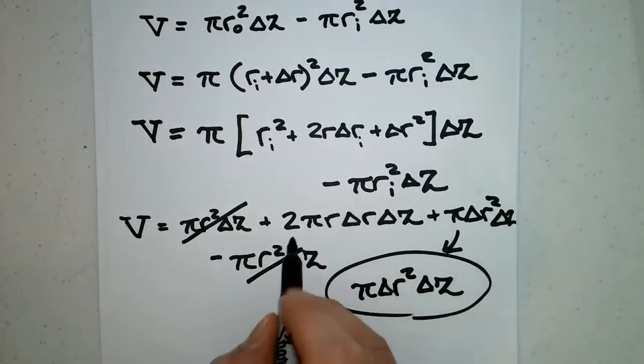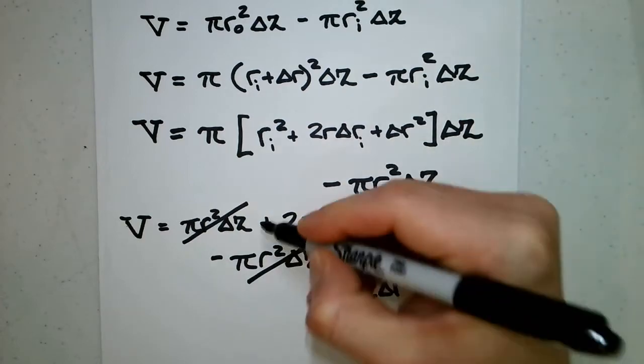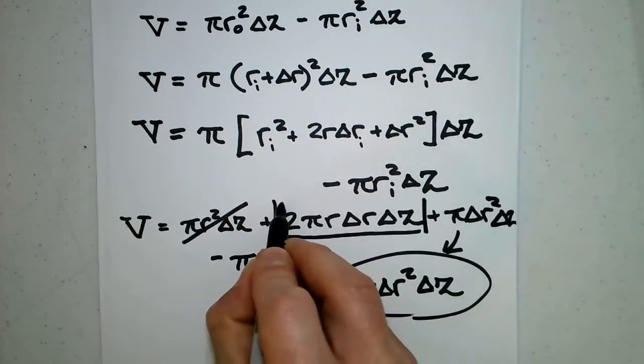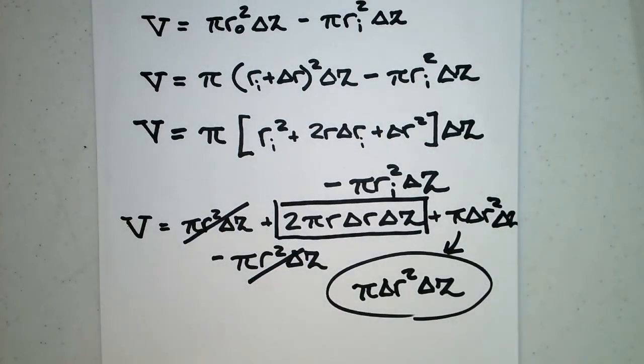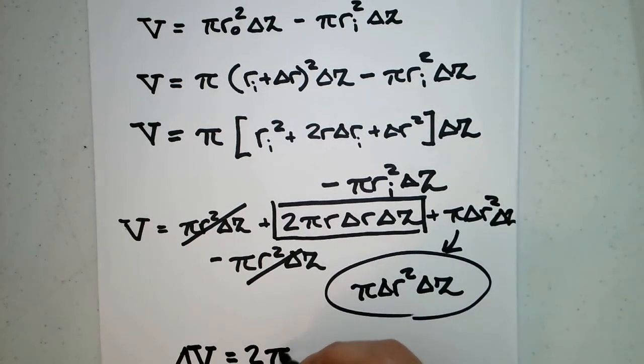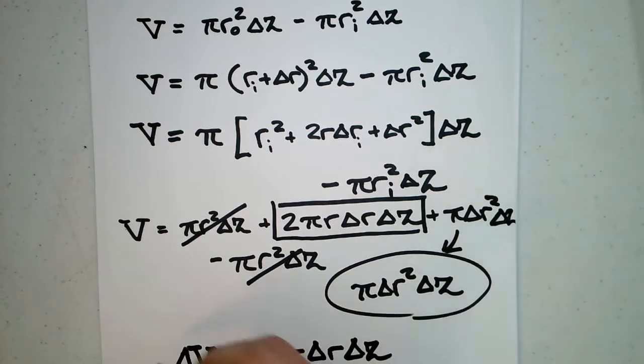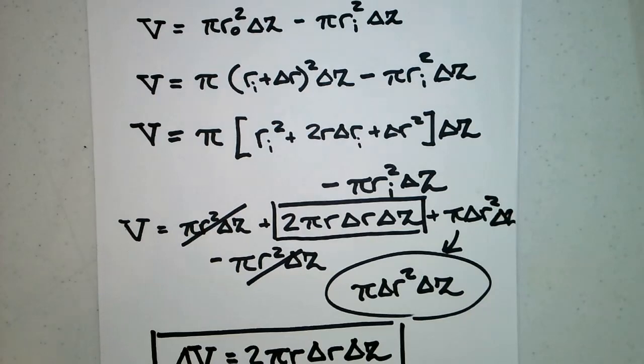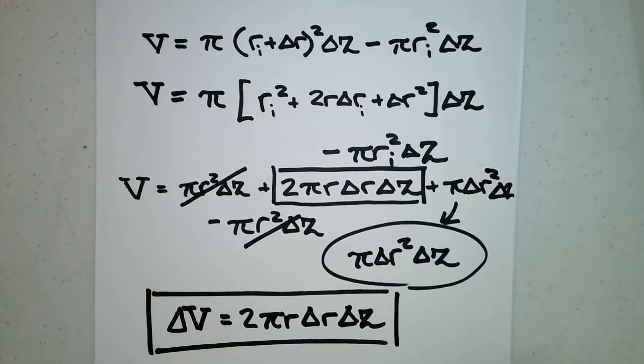And so what we're left with then out of this whole thing is this 2 pi r delta r delta z. So that's what we're left with at the end of the day. All right, so we did that work to kind of get our control volume.